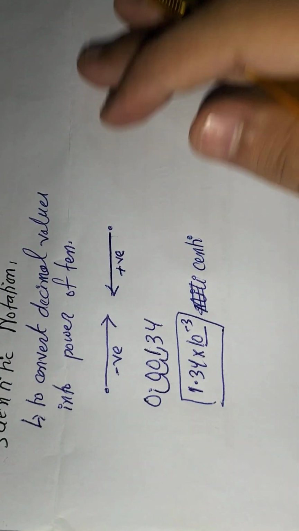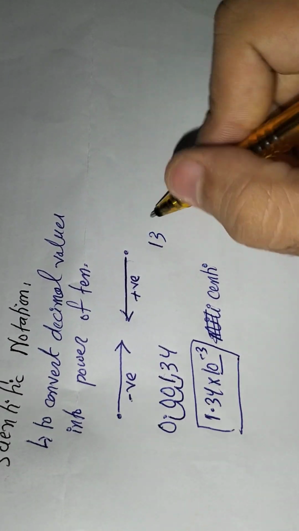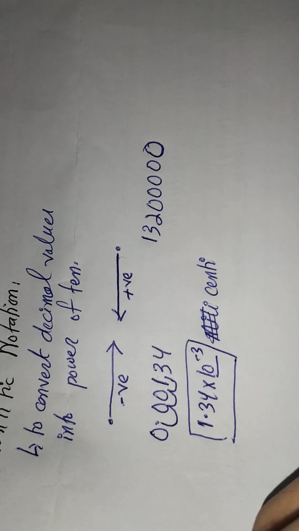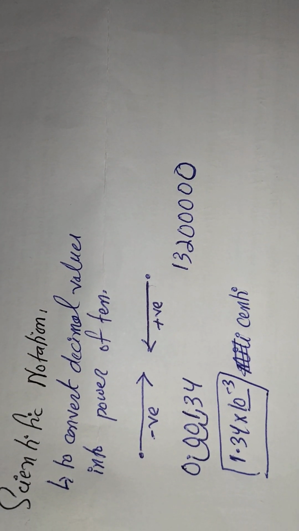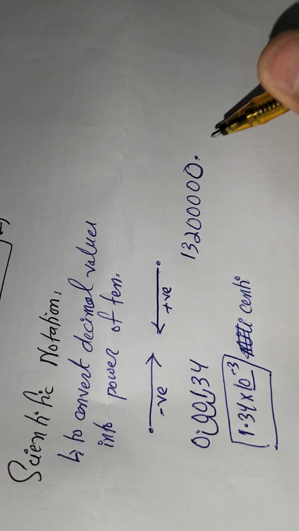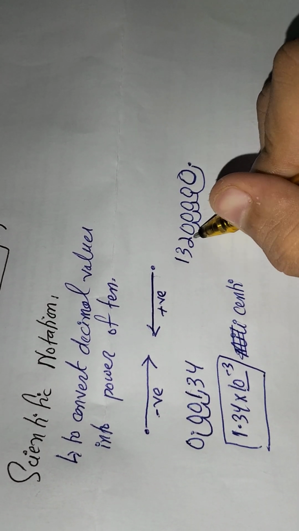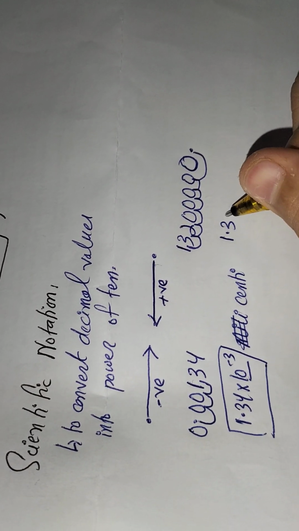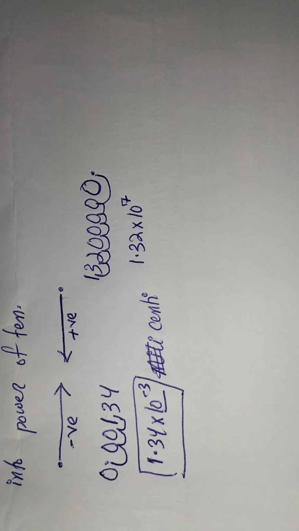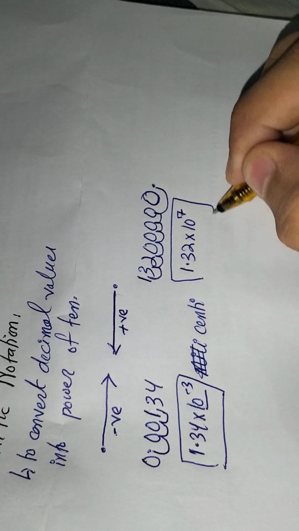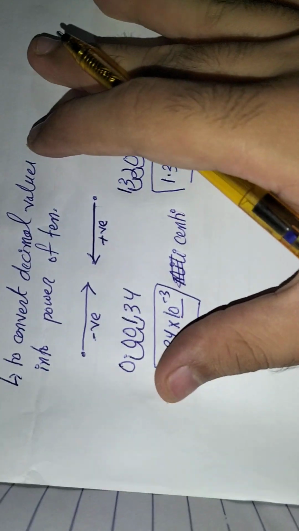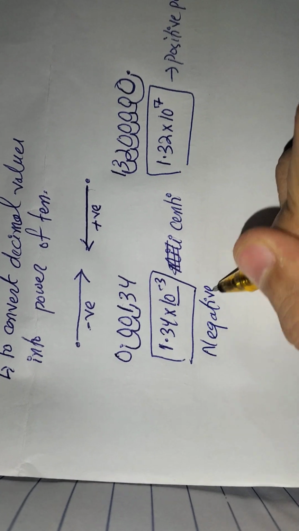And when we are taking positive, one more example: 1320000. If there is no point in a value, we have a rule that the point is placed at the end. So you will move the point from here to here, 1 2 3 4 5 6 7. So 1.32 into 10 to the power 7. This is the positive power, and here we have the negative power.